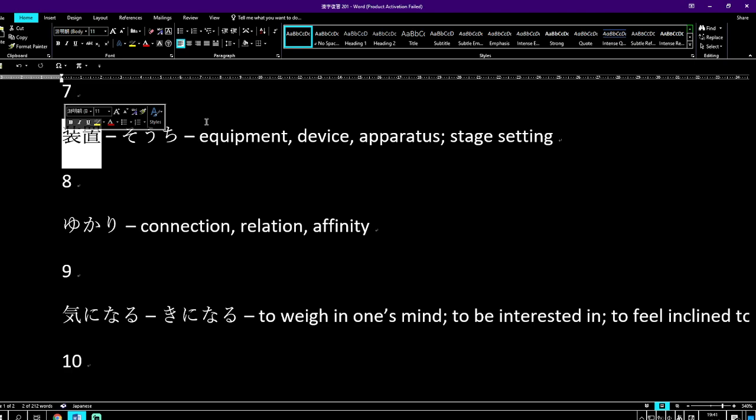Sochi is a device or apparatus. Sochi is an apparatus.